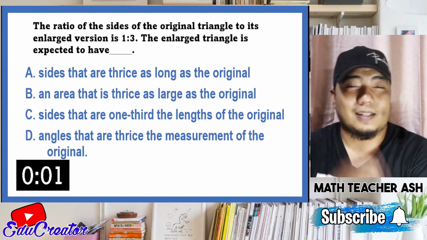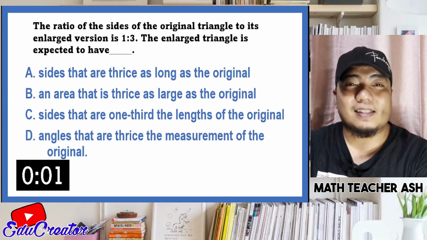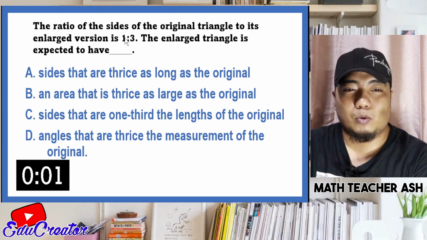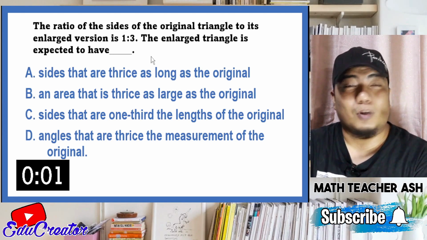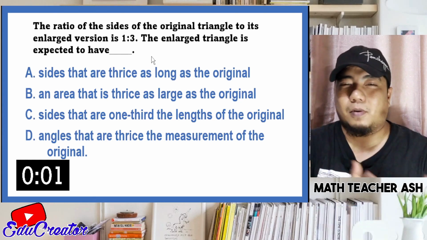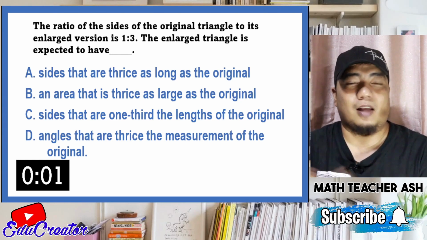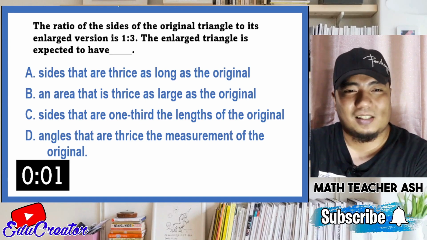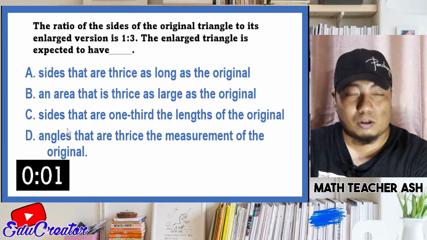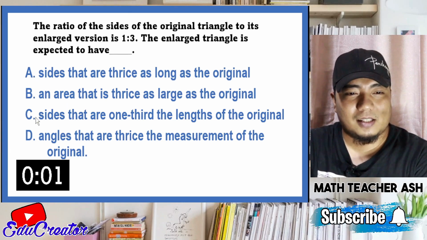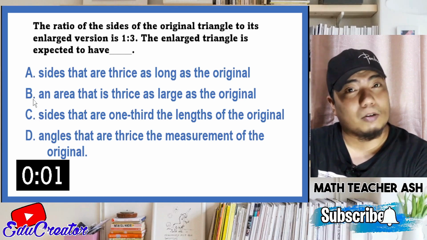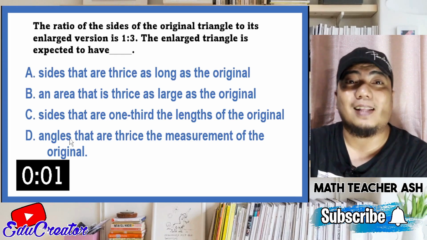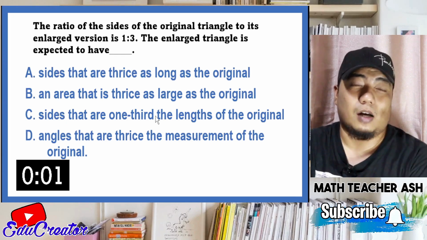Okay, my dear math learners, the technique here is very, very simple. The given statement says that the ratio of the sides of the original to its enlarged version is 1 is to 3. So the original represents the 1 and the enlarged version is 3. The focus of this statement is the sides. Letter A and letter C talk about the sides, letter B talks about the area, and letter D talks about the angle. So we can discard B and D, and we have A and C as our choices.